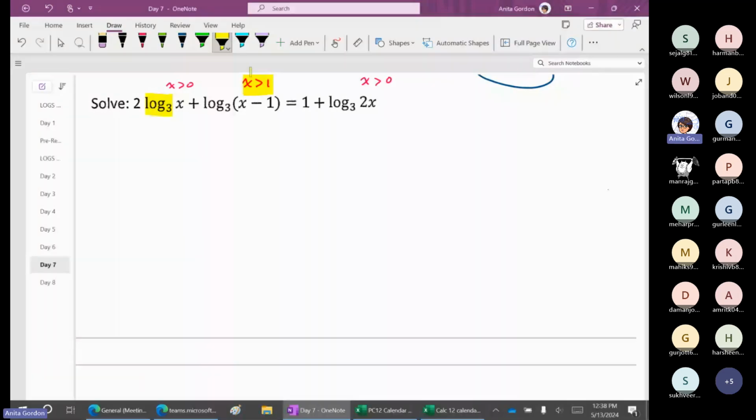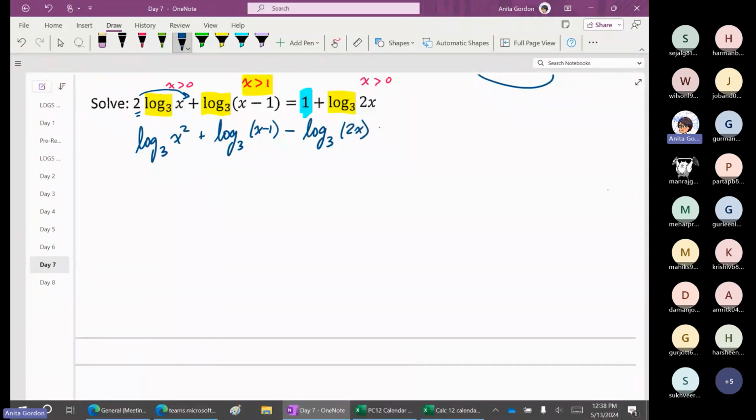Notice that we have log base 3, log base 3, log base 3, and a constant. I can't combine a constant with a logarithm. So because they're all base 3, I'm going to put all the logs on one side, all the numbers on the other side. I'm also going to rewrite my coefficients back as exponents just to make things a little bit simpler. This is going to be log base 3 of x squared plus log base 3 of x minus 1 minus log base 3 of 2x equals 1.